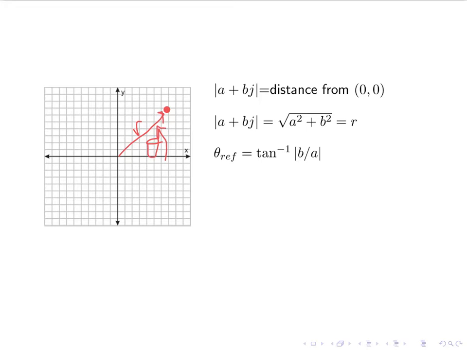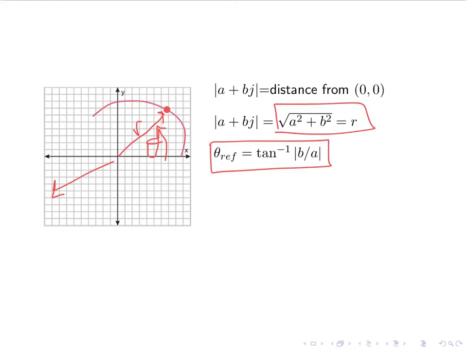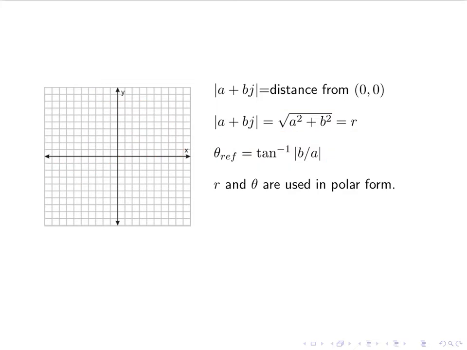So just like with the vectors, we have this equation to find r, and we have this equation to find the reference angle. So remember, if I'm over here, say, in quadrant 3, I want the angle, but I'll be able to find the reference angle, which is down here. So the reference angle is this tan inverse of the absolute value of b over a. Okay, so if I know my a plus bj, I can find my r and theta. And this r and theta are used in what's called polar form.